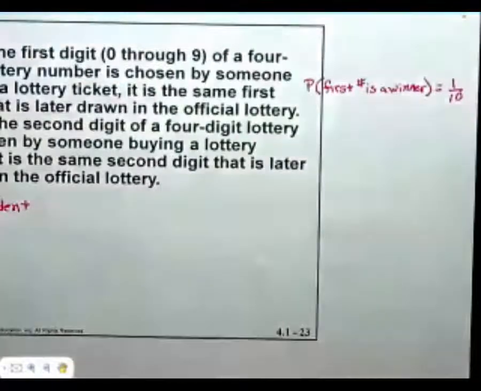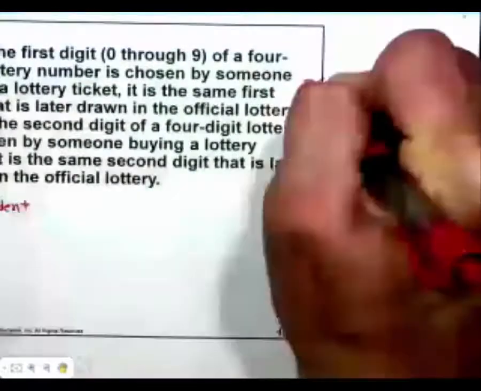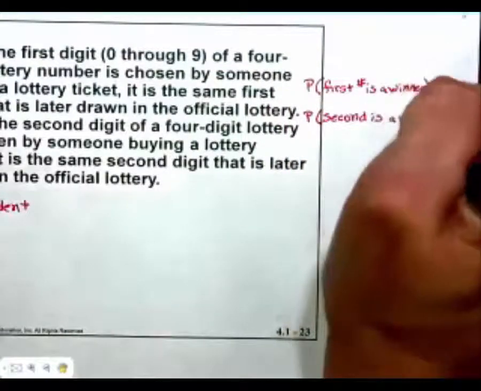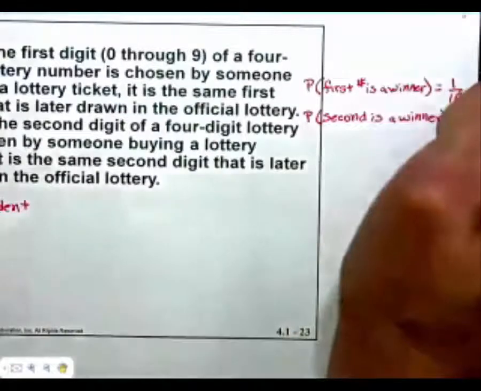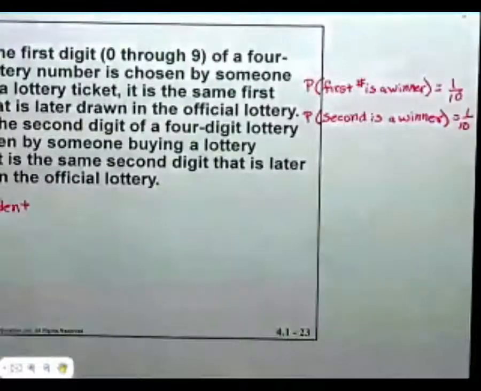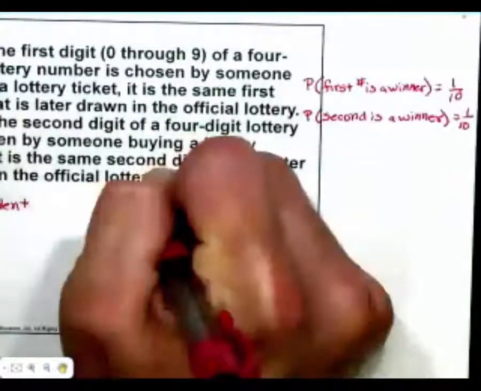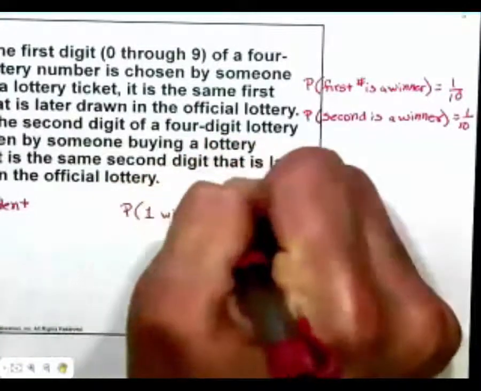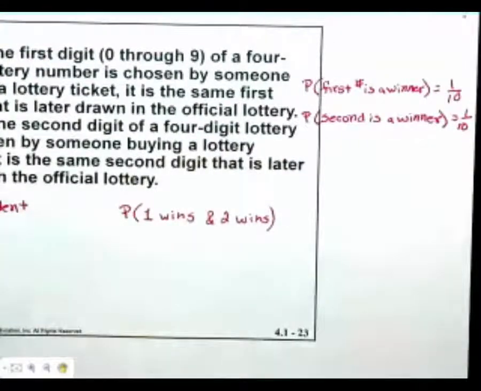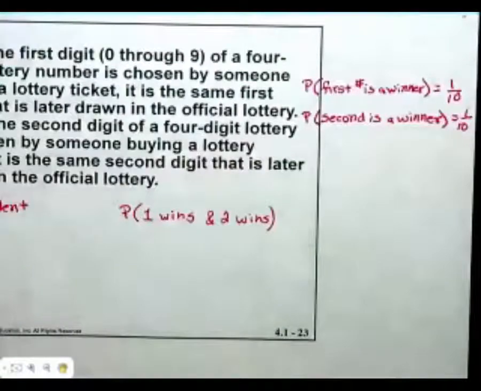What's the probability that the second digit is a winner? Because that doesn't depend on what I drew out of the first bucket, it's still 1 out of 10. So what is the probability that 1 wins and 2 wins? I'm not stating exactly what I mean just because it saves me a minute writing, and seconds are important right now. Multiply them, because it's first and second both correct.